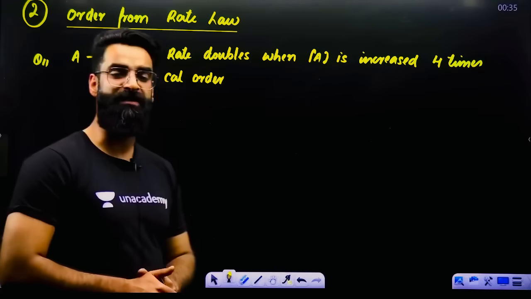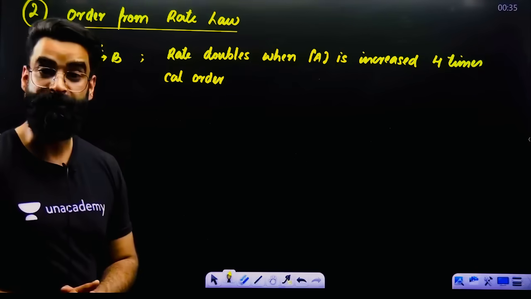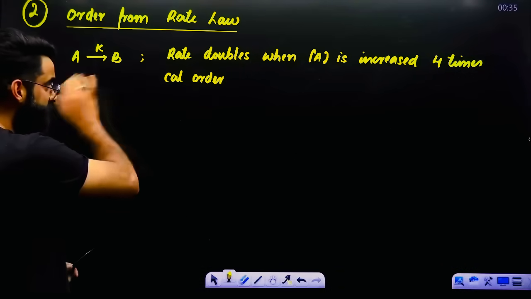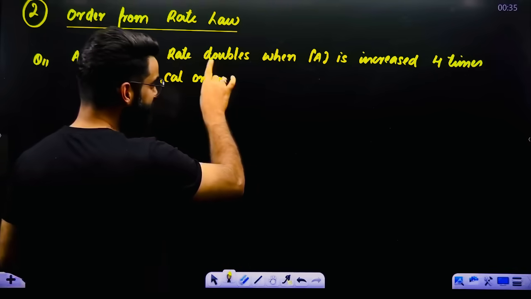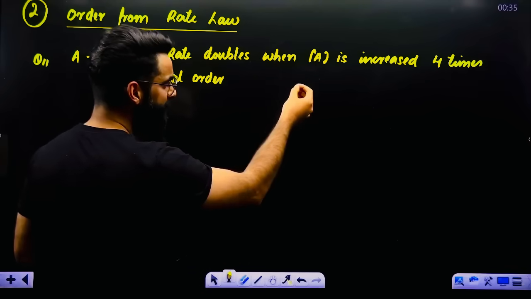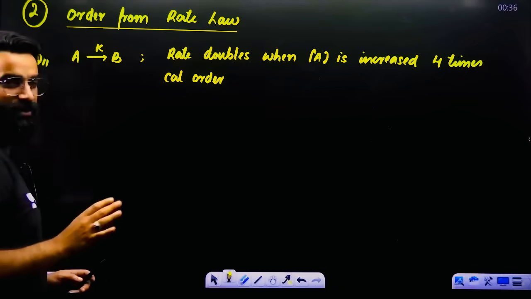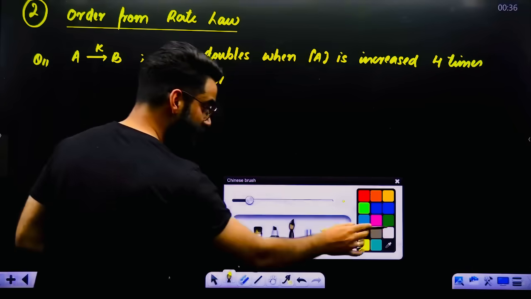My dear students, concept number 2. How do we determine order from the rate law? For example, you have got a reaction, okay? The question says rate doubles when the concentration of A is increased 4 times. What is the order of the reaction? How exactly do you approach this question?